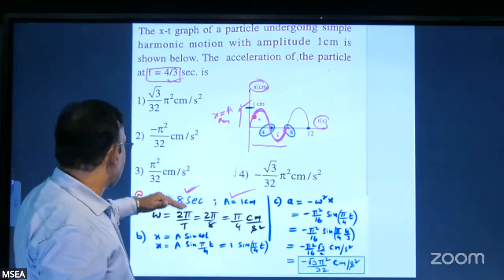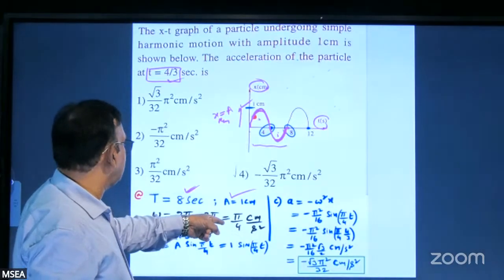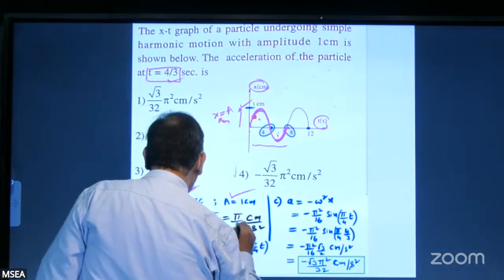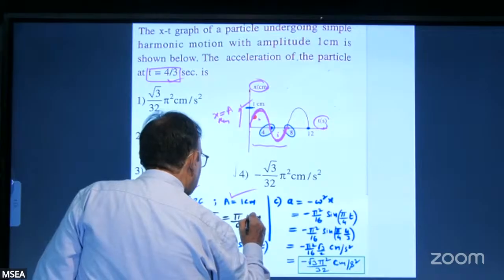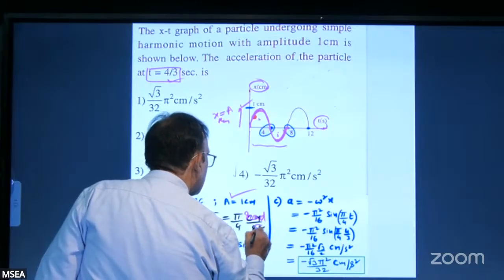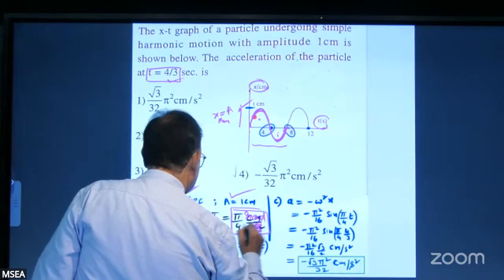From the time period, you can definitely calculate omega. So omega comes out to be 2π by T, so π by 4 radian per second. This is the value we get.